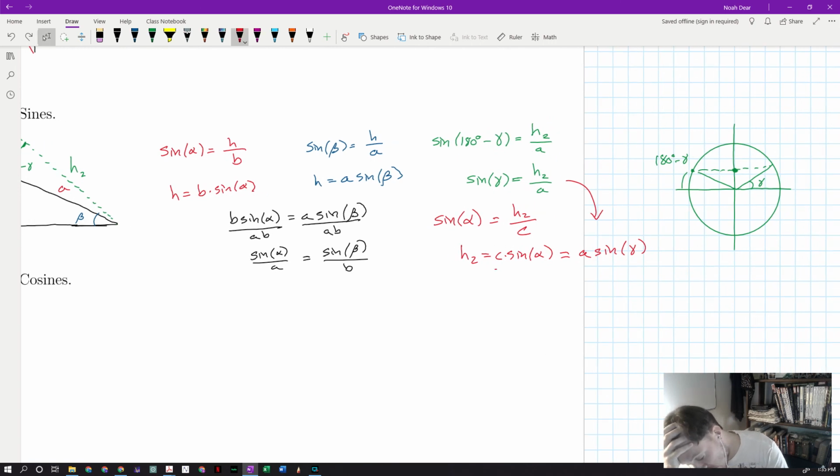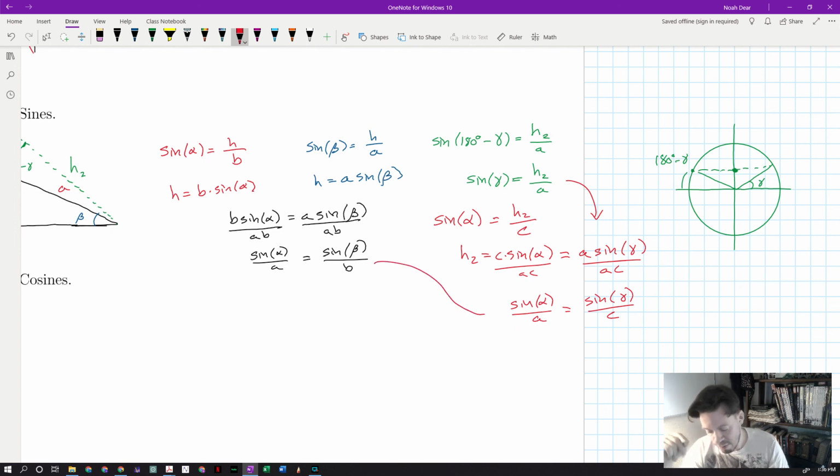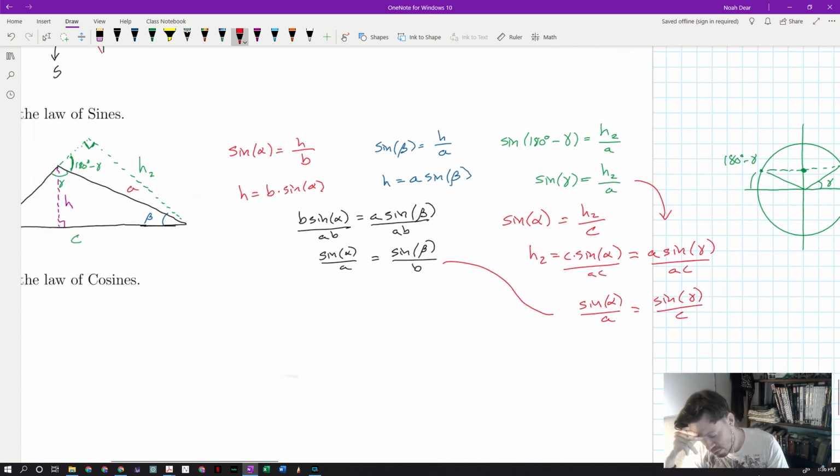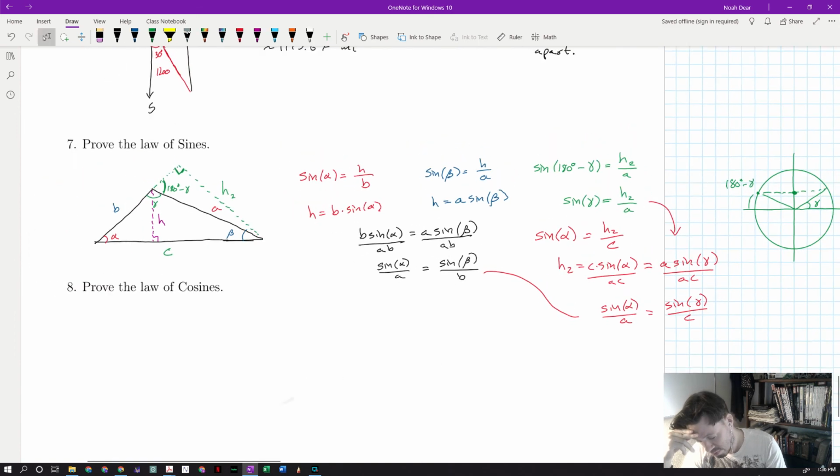And here we can divide both sides by AC to get sine of alpha over A equals sine of gamma over C. And we already knew that sine of alpha over A equals sine of beta over B, so we can connect those, and that gives us all three equations there. Sweet. And so that's the proof of the law of sines.